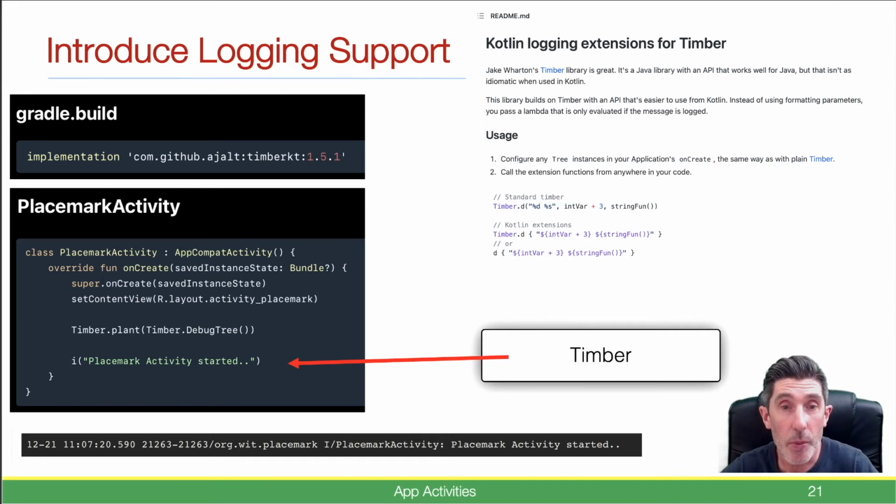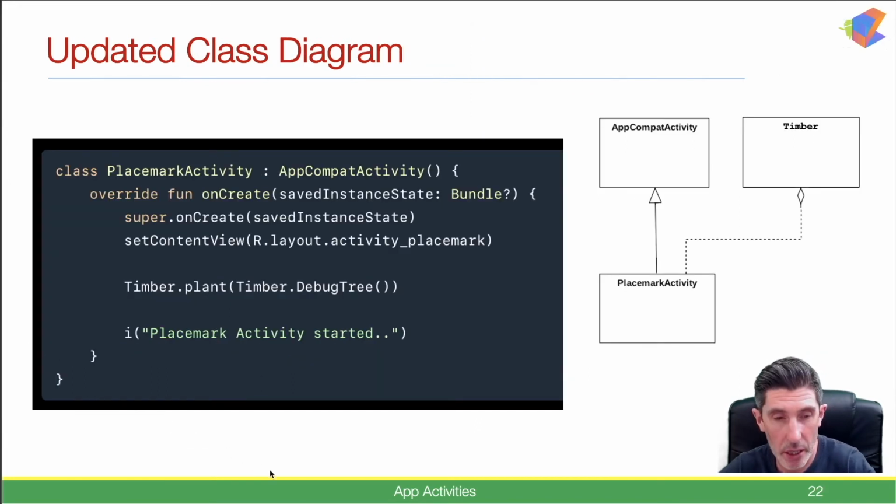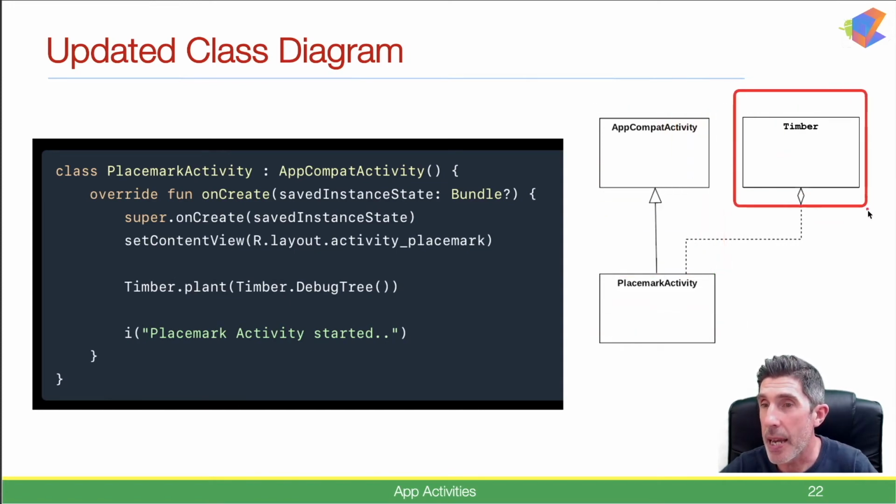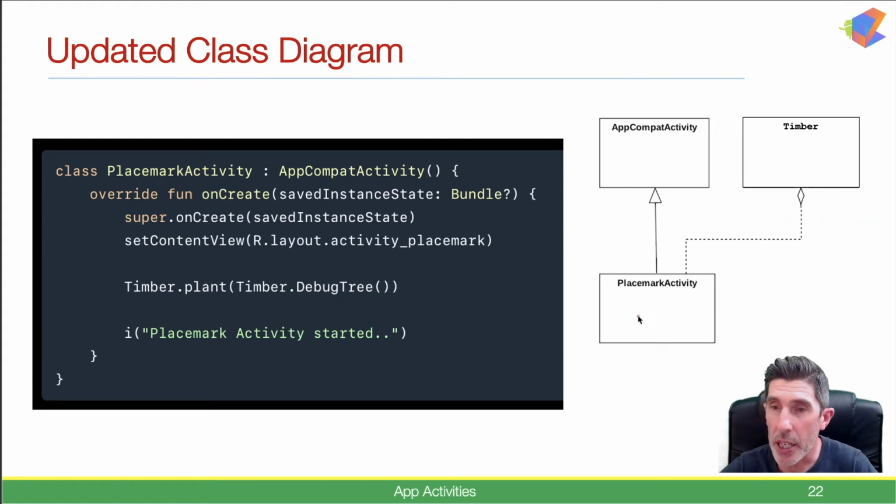Okay, so if we look at an updated class diagram, here's our AppCompat as before, and it's our placemark, but now we're using this Timber library, so we're making use of that within our overall application. We're just kind of setting it up, and then we can use the messages. That's only one, that's I for information. There's loads, you can have ones for a full stack dump, for debugging, for error handling, whatever. We'll keep it simple for the moment anyway.